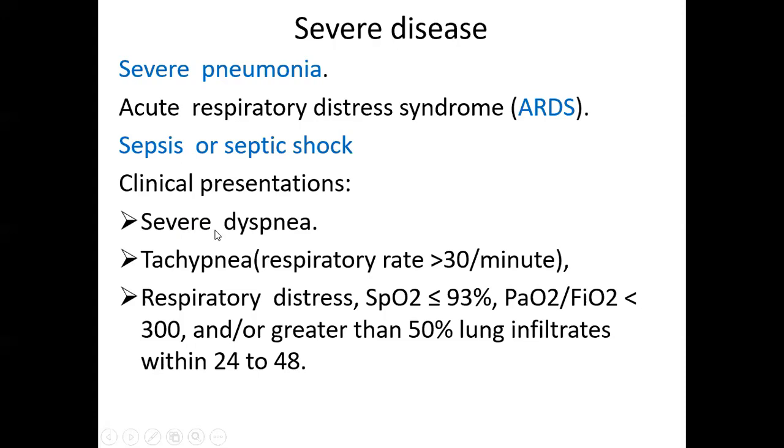it is characterized by severe dyspnea, tachypnea, the respiratory rate is raised, and respiratory distress and lung infiltrates are present within 24 to 48 hours. So these are the clinical presentations: severe dyspnea, tachypnea, and respiratory distress, characterized by lung infiltrates within 24 to 48 hours.